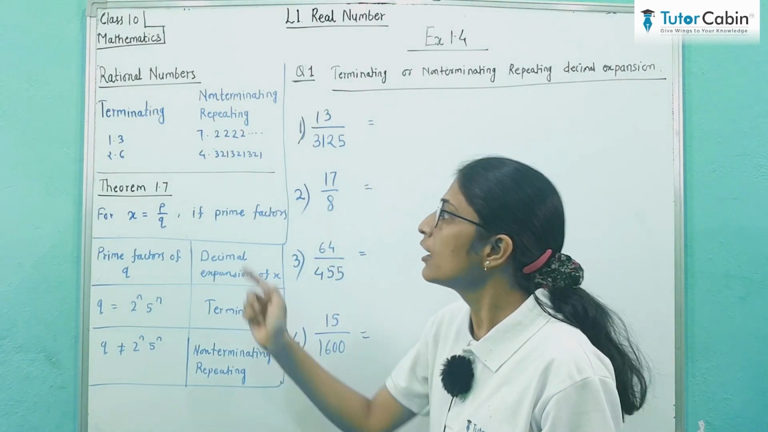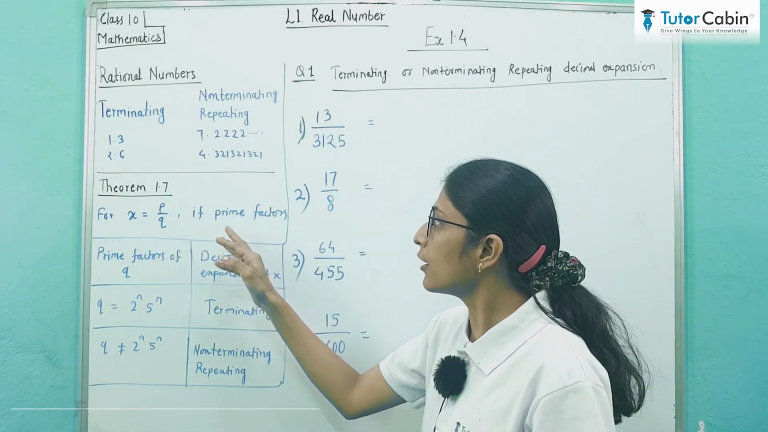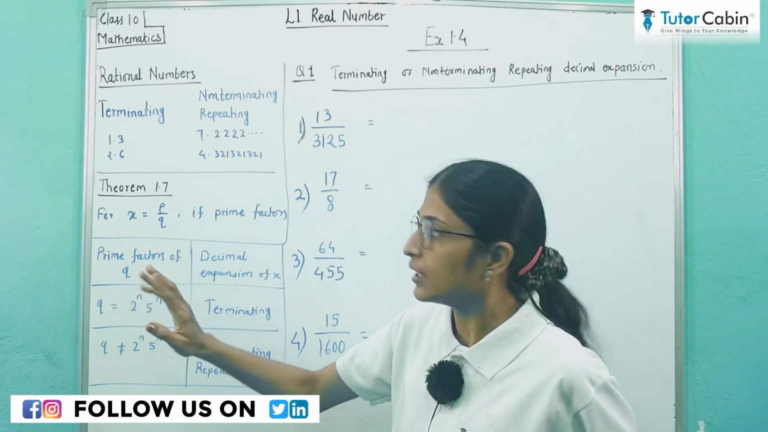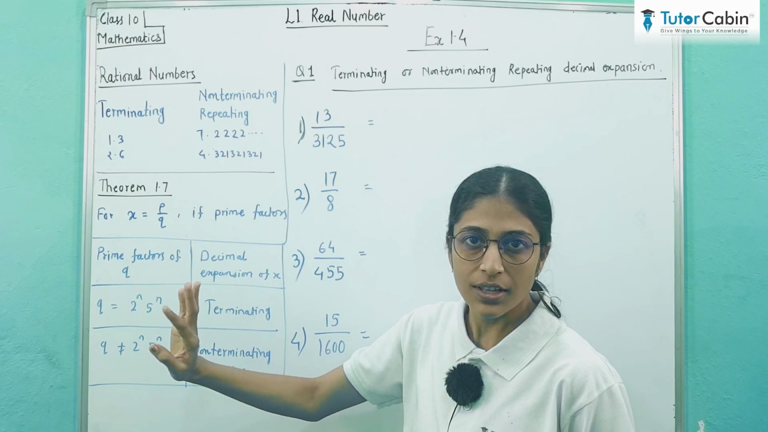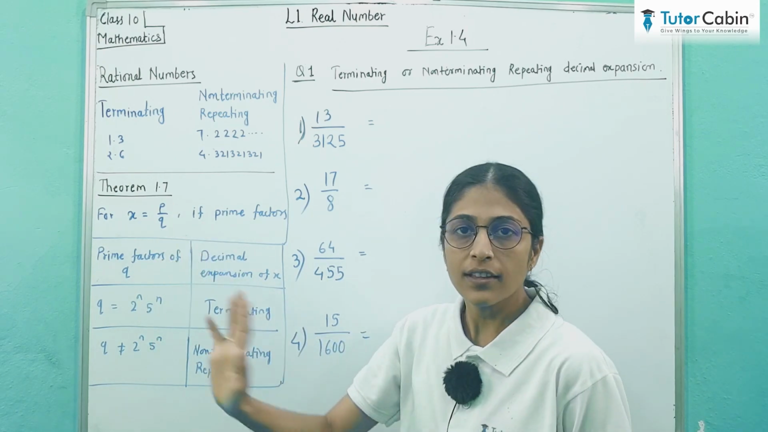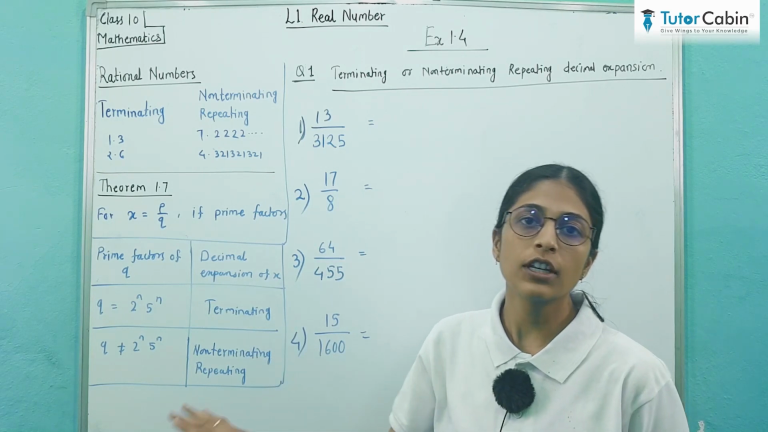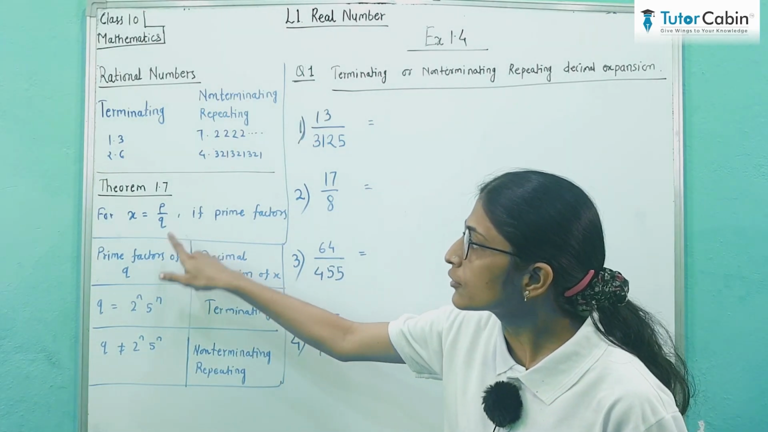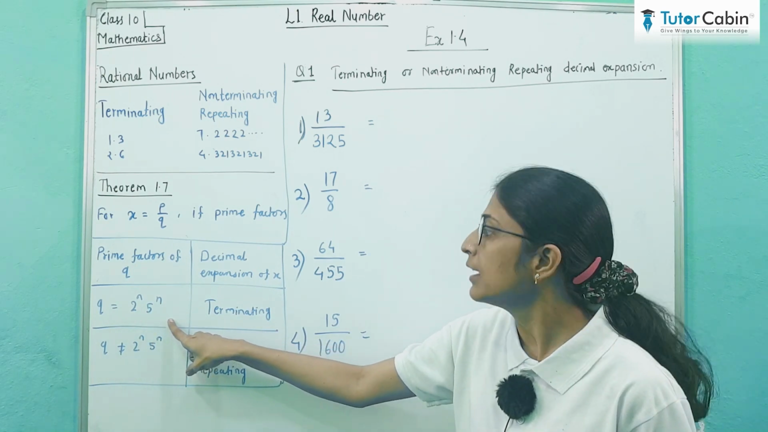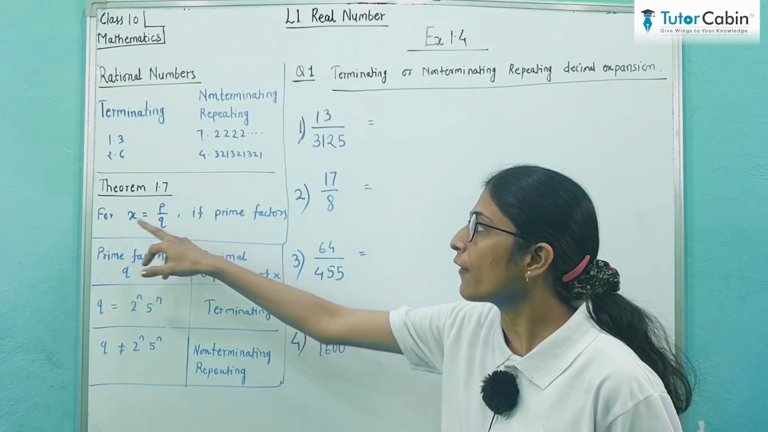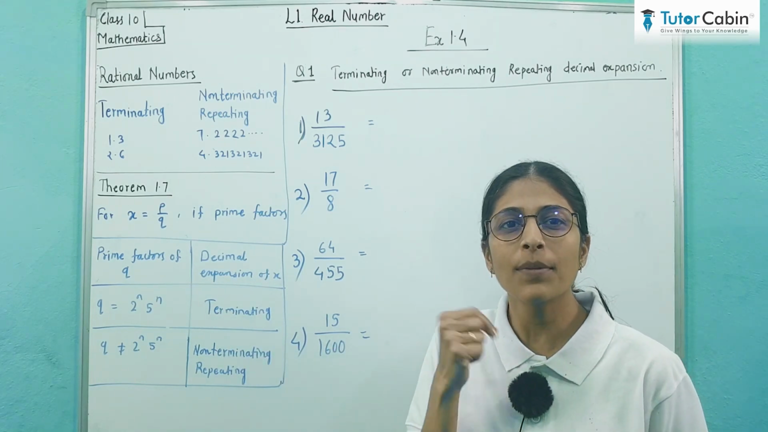It says that for any number x equal to p by q, we know that x is a rational number, right? So it can be expressed as the ratio p by q. Now let's look at the prime factors of the denominator. If the prime factors of the denominator are of the form 2 to the power n and 5 to the power n, the decimal expansion of x will be terminating. Okay, just remember this rule.